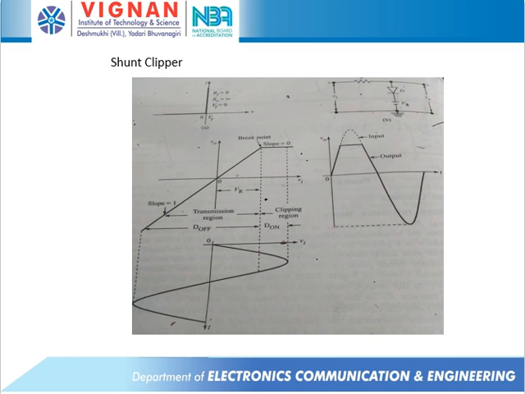Now similar to this, if you interchange the diode direction, and the reference potential direction can be anything, either plus VR or minus VR, then according to the diode direction and reference potential, we may clip our signal above the reference, or below the reference, based on the diode position. So this is about our shunt clipper.